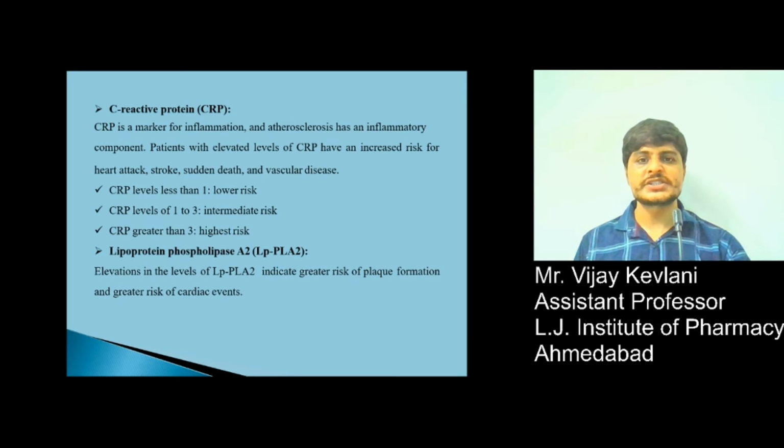Next and very important is C-reactive protein, which indicates inflammation in your body. Whenever you have inflammation of any internal organ, your CRP will be very high. C-reactive protein is a marker for inflammation, and atherosclerosis has an inflammatory component. Patients with elevated levels of CRP have an increased risk for heart attack, stroke, sudden death and vascular diseases. CRP level less than 1 is low risk, 1 to 3 is intermediate risk, and greater than 3 is high risk.